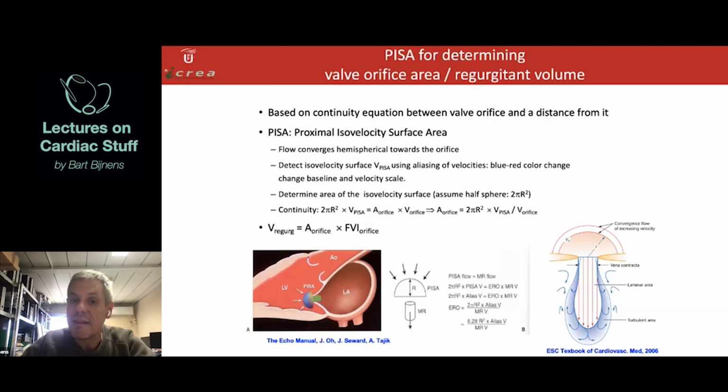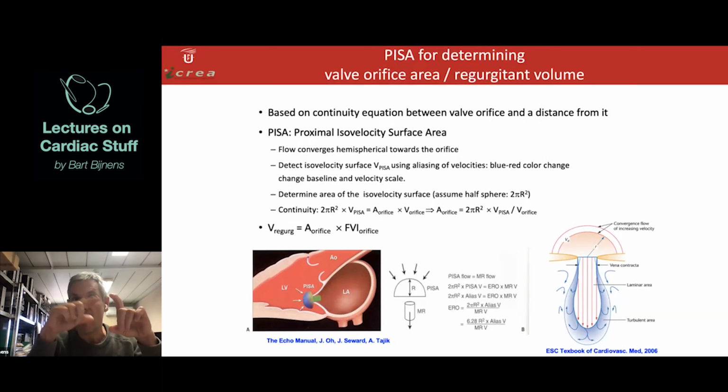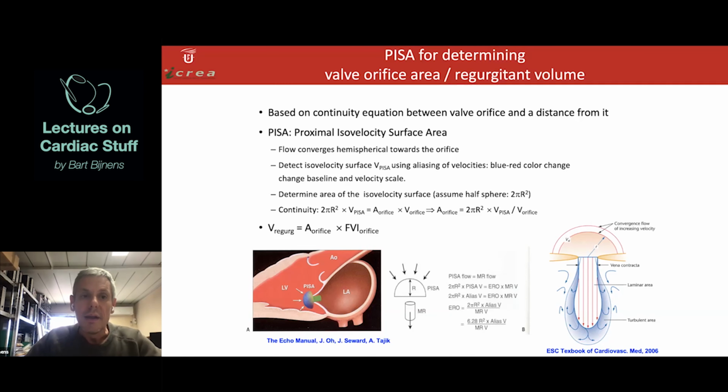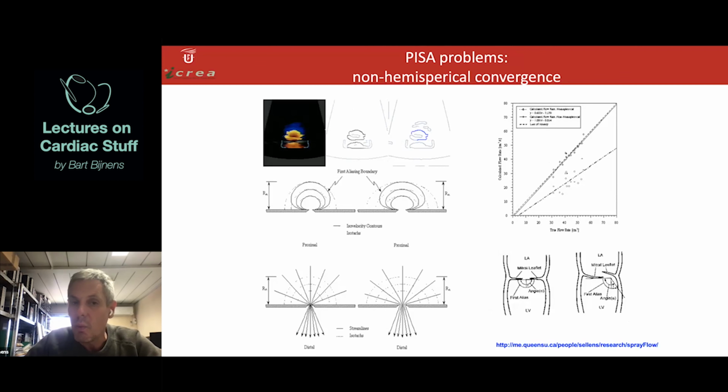And it's actually quite easy in some ways to determine the position of this plane by looking at aliasing. If we do color Doppler and we turn down the velocity range, you start to see these color rings of a certain velocity, and then we can measure the distance, and this way we can do it. So in theory, this is a very neat way to do it, which is practically implementable. The problem is that in reality, we very rarely have this really spherical kind of convergence pattern.